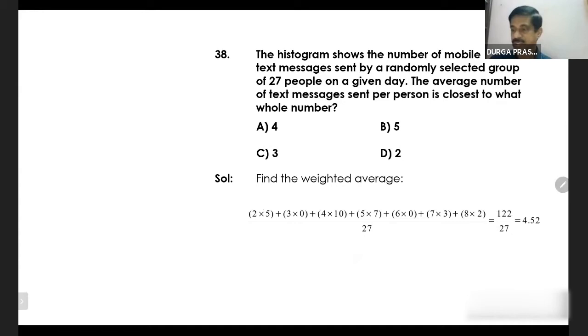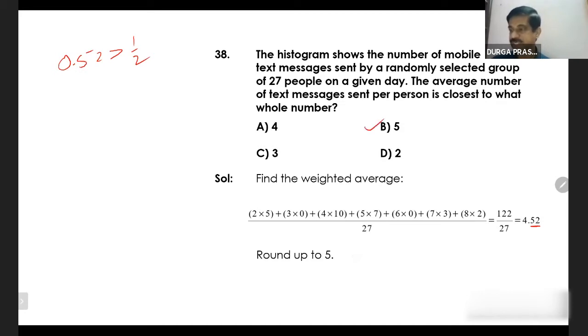If you go back and see the graph, you take the messages into the number of people. So you'll get 2 into 5 plus 3 into 0 plus 4 into 10 and so on, by 27 people. Divided by 27, you get 122 by 27, that is 4.52. As 0.52 is more than half, we'll round it up to 5.